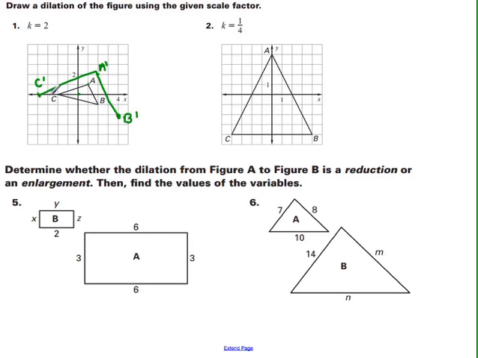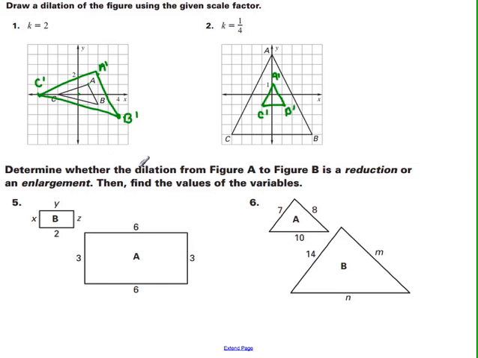The same concept works with a reduction of 1/4. This is up 4 from our origin, so I'll go just up 1. That's A prime. This is over 4 and down 4, so that's just going to be right here for B prime. This is over 4 and down 4, so this is going to be C prime right here. You draw your little picture, and this is going to be a reduction of our original figure.